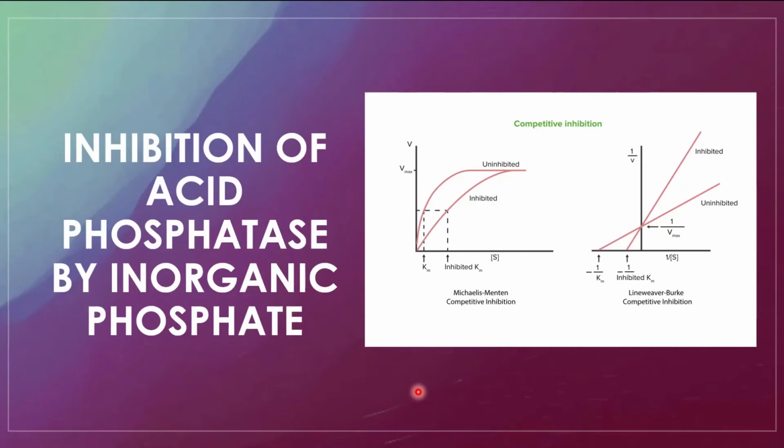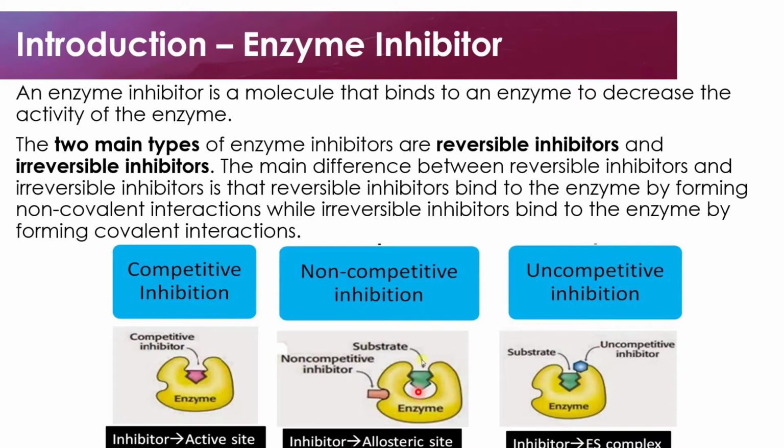In today's class and video, we are going to look at inhibition of acid phosphatase by inorganic phosphate. So we'll start our introduction by looking at what an enzyme inhibitor is. An enzyme inhibitor is a molecule that binds to an enzyme to decrease the activity of the enzyme.